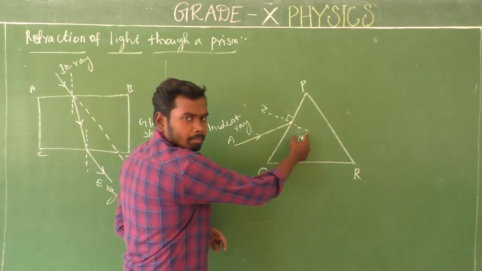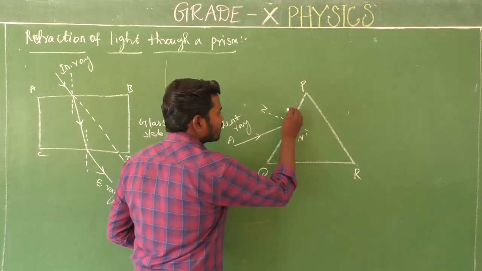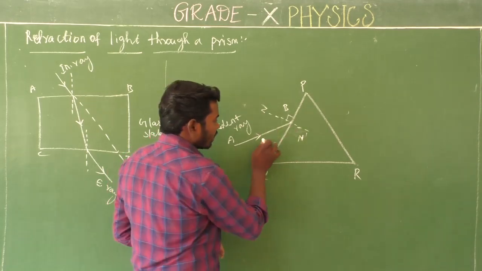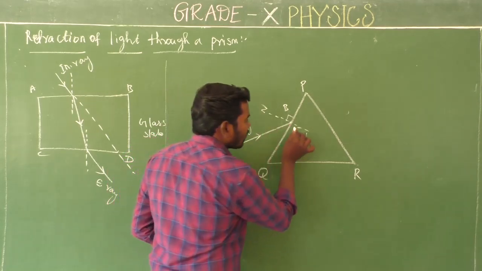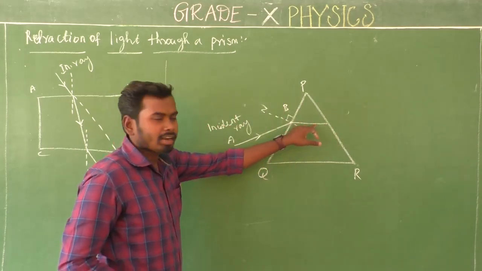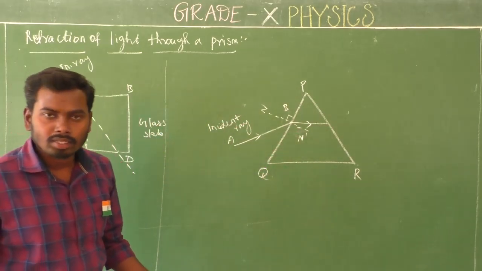So this line is a normal. N dash is a normal. This point is point B. After refraction, the refracted ray moves towards the normal. Look here, this refracted ray moves towards the normal like this. Is it clear? Yes, very simple.